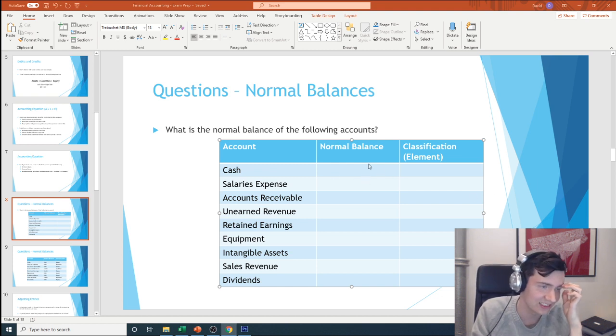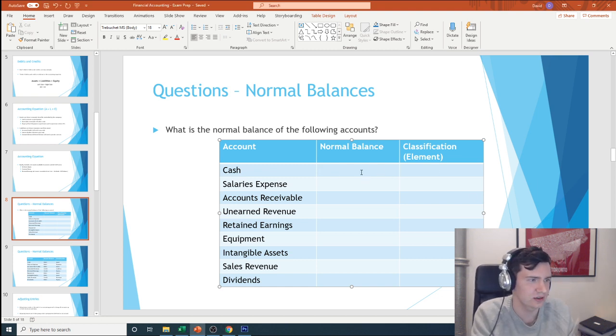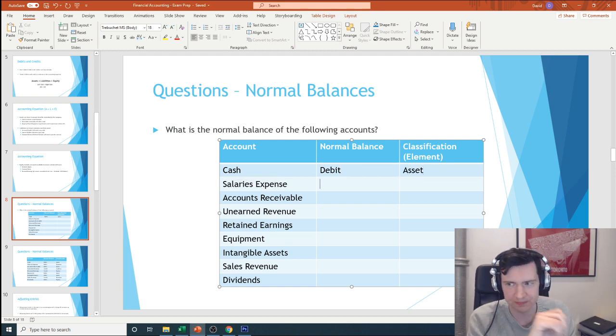Correct, debit, yes. And our classification, so normal balance of cash is going to be debit, and then we'll have asset as the accounting element. And if you don't remember, our accounting elements are assets, liabilities, equity, revenues, expenses. And then you can sometimes also say gains and losses, but let's just keep it to the 5 for now. Salaries expense. Normal balance.